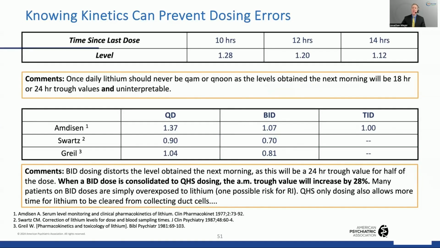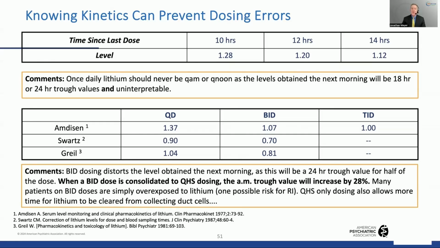As the level gets more and more away from 12 hours, it starts to distort because it's not perfectly linear as you get to longer periods of time. So as much as possible, try to get people to take their drug at night and get the level 12 hours later. Don't dose lithium at noon because you'll never get a 12-hour level, and certainly in the morning you'll never get a 12-hour level. You'll get levels at these odd times and they'll be completely uninterpretable. Another reason, again, to mash it all to evening dosing.